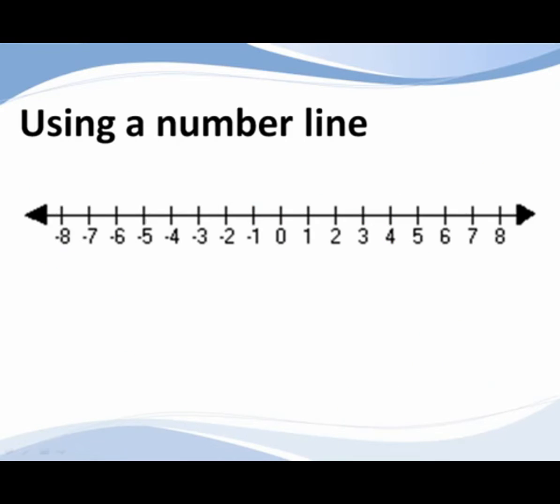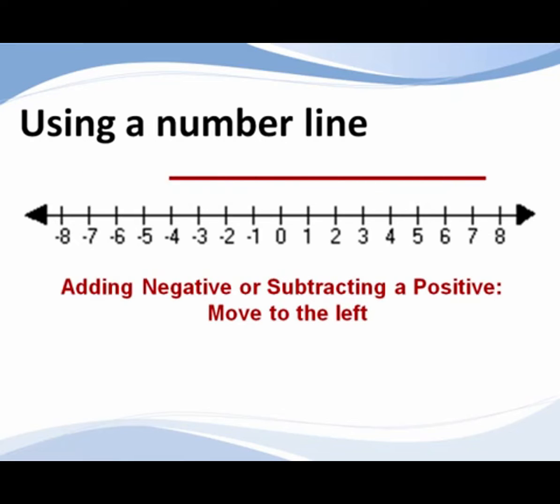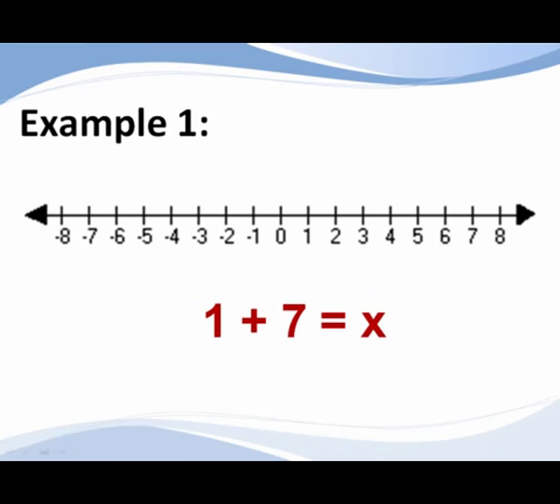There's another rule we are going to follow. Adding a positive number means moving to the right on a number line. On the other hand, adding a negative or subtracting a positive means moving to the left on a number line. So let's put this principle into action with a very simple problem. What is 1 plus 7?